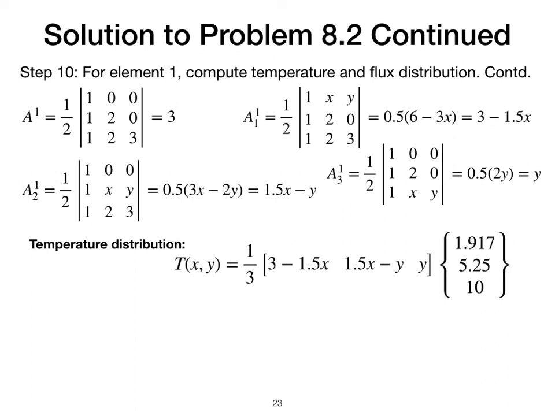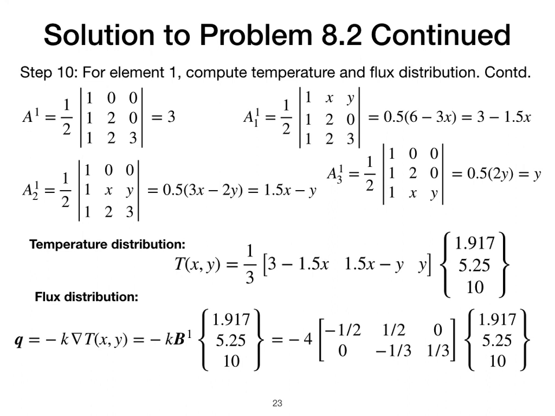the shape function matrix multiplied by the temperature vector for that element, and flux distribution is given by Q, which is equal to minus small k multiplied by gradient of temperature function, where T(x,y) is given above, which is the temperature distribution, which is also equal to minus k B matrix multiplied by the temperature vector for this element, and the B matrix we have calculated already.